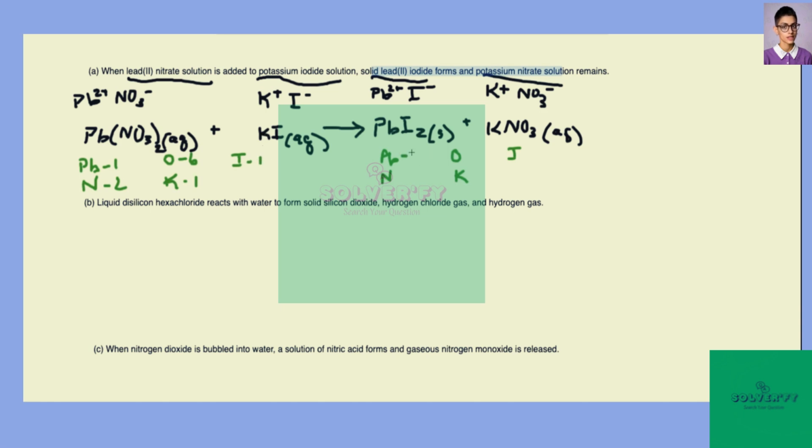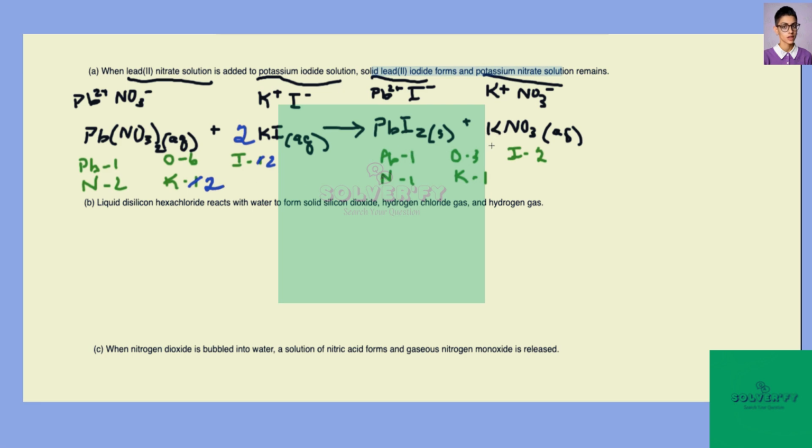On this side, there's 1 lead. There's only 1 nitrogen. There are 3 oxygens, 1 potassium, and 2 iodines. So to balance this equation, we need to change the iodides to 2, which makes that instead of 1, 2 iodines, but it also changes the potassium to 2.